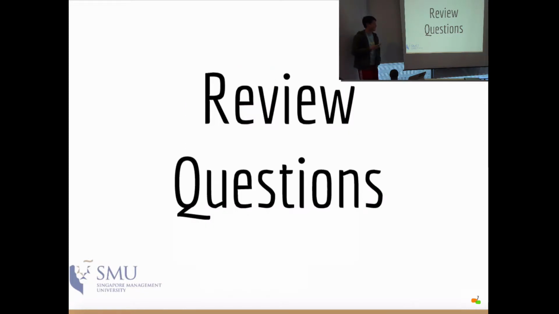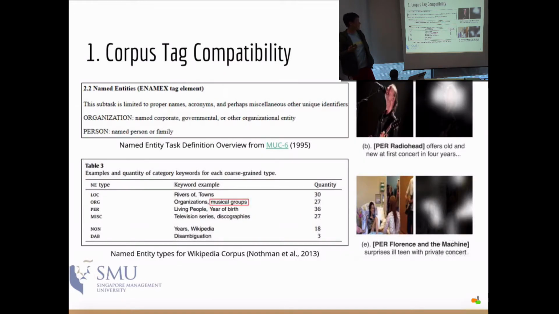Okay, so my review questions. Up to now, I have not talked about the image. Before that, the first thing is what Maxim talked about. In the NER literature, organizations are usually used to refer to groups of people, and persons are just individuals. You can see the MUC6 is a task from 1995. That's what a person is, a named person or family. It's not like a musical group. In the Wikipedia corpus in 2013, someone did the same task, and they defined organization as musical groups. The corpus itself is not released by the authors, so we can't look at what tagging they've done. But based on the examples they gave, it's a bit weird that Radiohead and Florence and the Machine are persons. So for the first part, I really have doubts about the corpus quality, like how they tagged it.